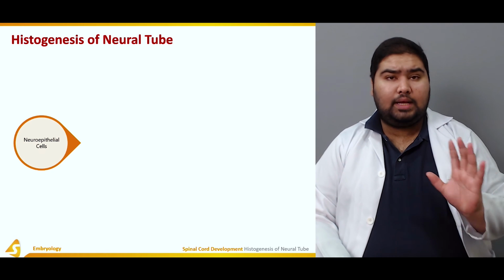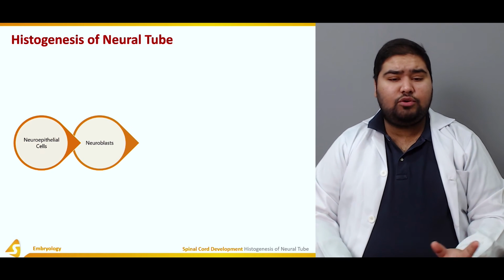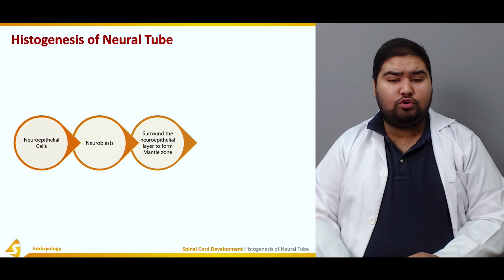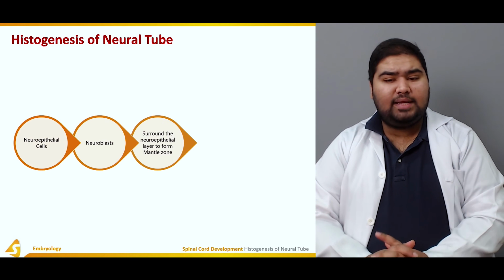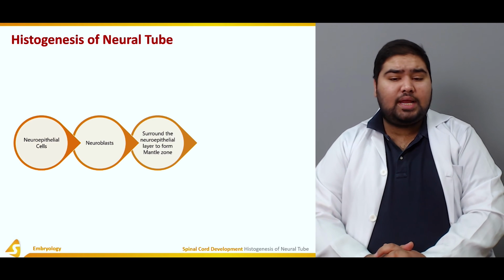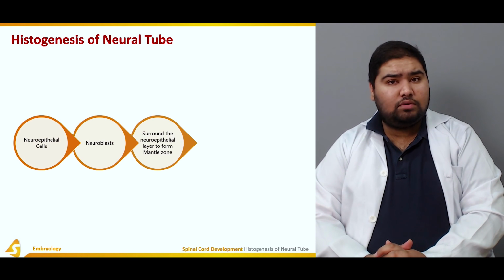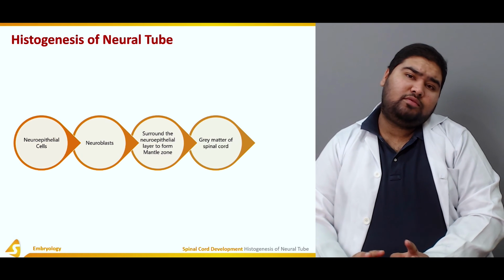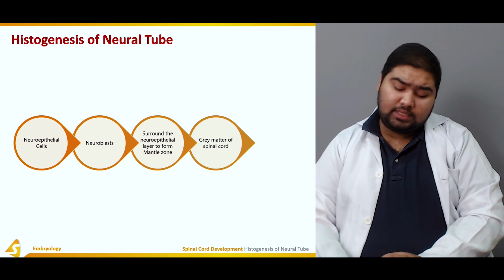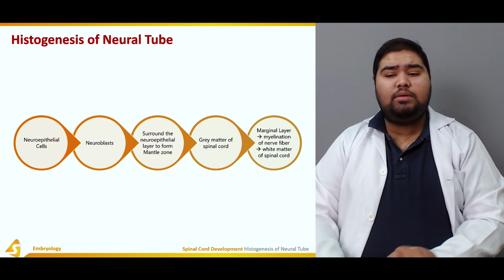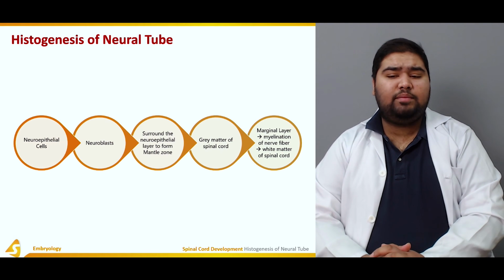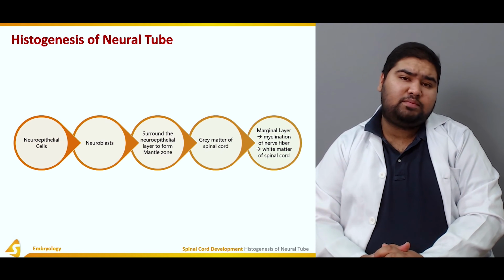Now, summarizing all of it, the neuroepithelial cells give rise to the neuroblasts. These neuroblasts surround the neuroepithelial layer to form the mantle zone. So the mantle zone has been formed. Now the mantle zone forms the gray matter of the spinal cord. The marginal layer undergoes myelination of the nerve fibers, and the white matter of the spinal cord has been formed.